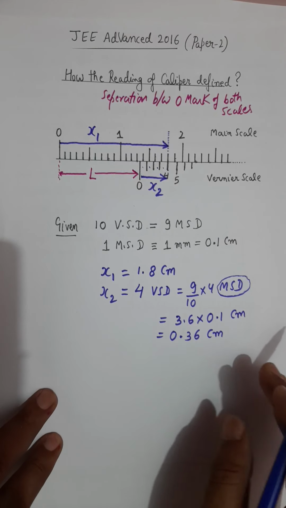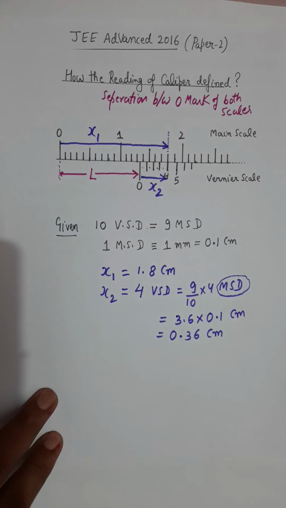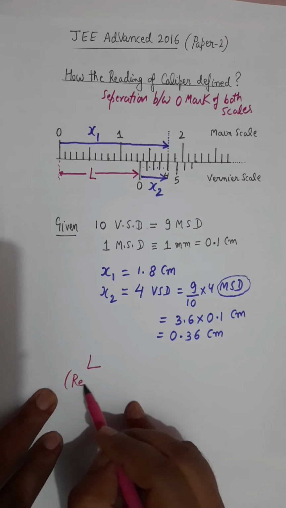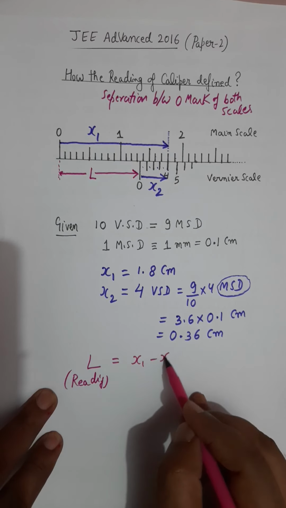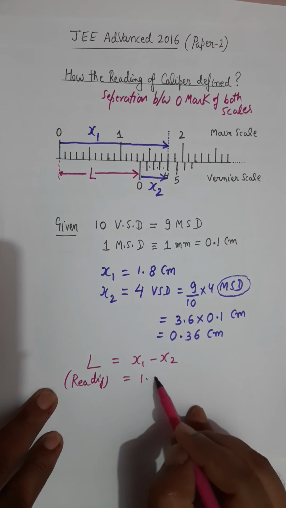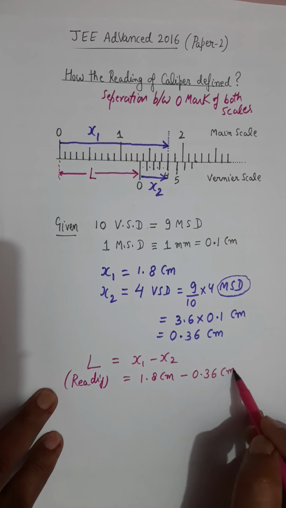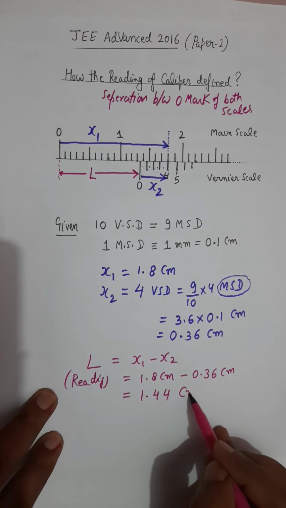Now it is very simple mathematics that the length L, which is the reading of the Vernier, is actually x1 minus x2. So x1, which is 1.8 centimeter, minus x2, which is 0.36 centimeter, gives 1.44 centimeter.